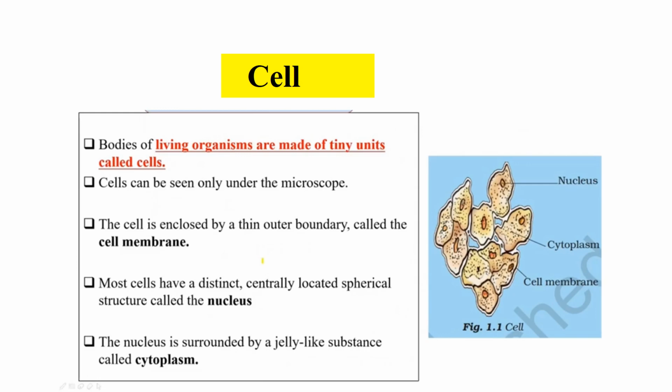The cell is enclosed by a thin outer boundary called the cell membrane, and most cells have a distinct, centrally located spherical structure called the nucleus. The nucleus is surrounded by a jelly-like substance called cytoplasm. So you have seen what a cell is and the different structures of a cell: the cell membrane, which is the outer boundary; the jelly-like substance, the cytoplasm; and the spherical, centrally located structure inside the cell, the nucleus.